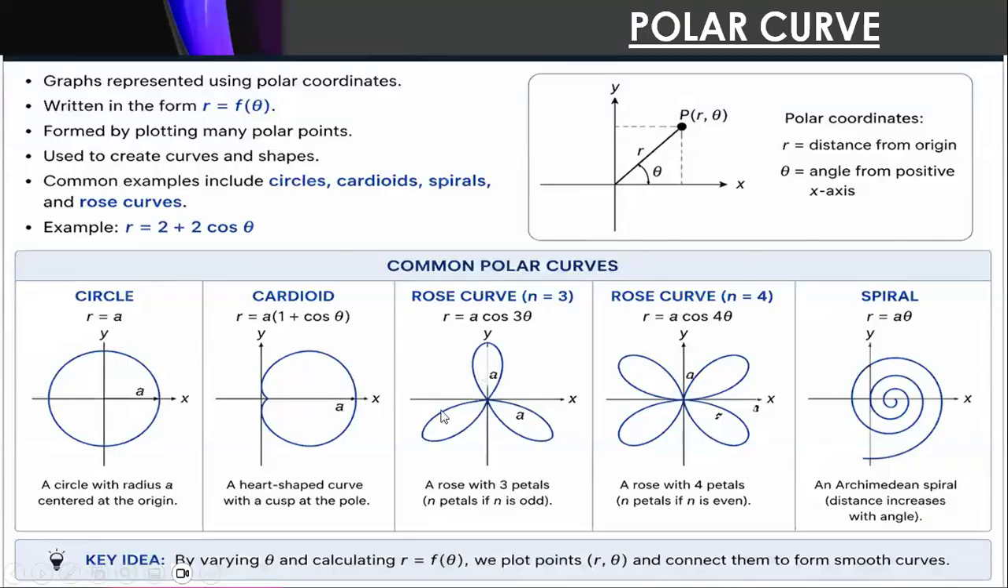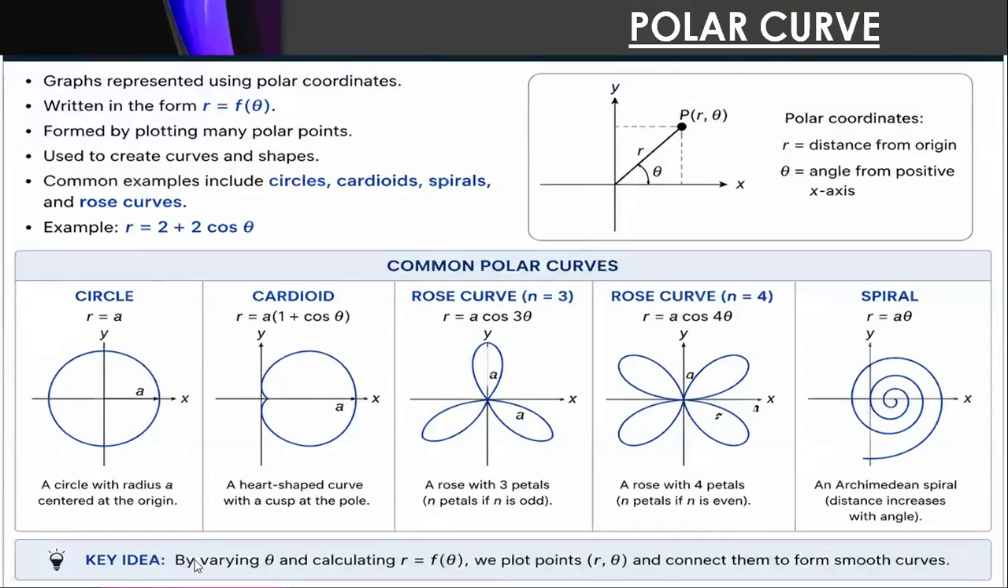The rose curve is in the form of a rose with petals. If n is odd, we will have n petals. In this diagram here, we have a rose with 4 petals. If n is an even number, we end up with 2n petals. Then we have the spiral here. This is an Archimedean spiral. The distance increases with the angle.